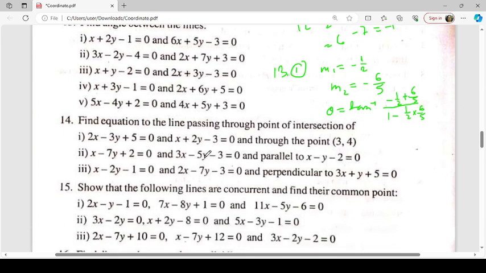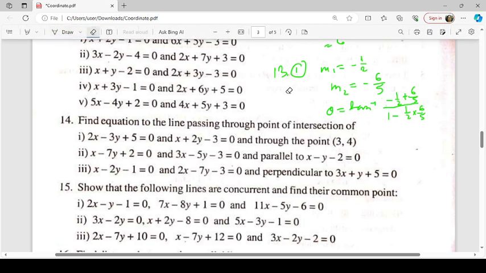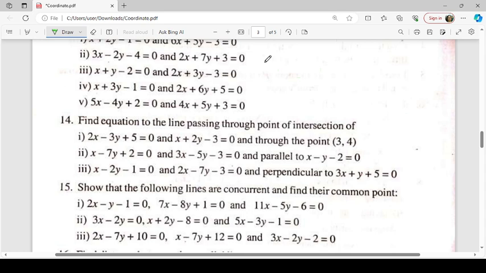Then number 14, find the equation of the line passing through the point of intersection of these lines and through the point 3, 4. So there is another thing: for the point of intersection of two lines, there is a general equation which passes through the point of intersection of two given lines.